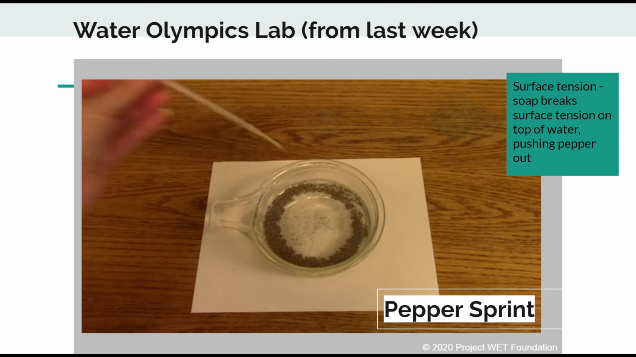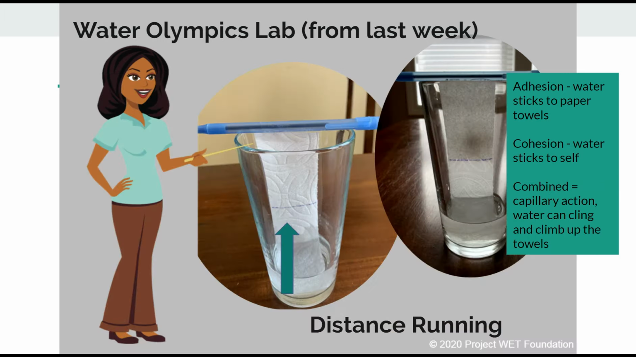We saw surface tension for the pepper sprint, where we had this pepper on the surface of the water, added the drop of soap, and they pushed away very quickly. That's because the surface tension was broken when the soap hit the surface, and that pushed the pepper out of the way.